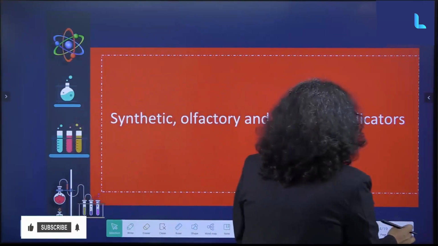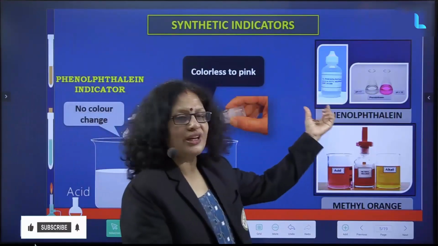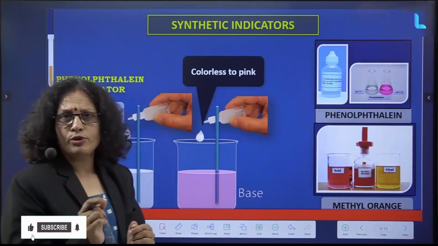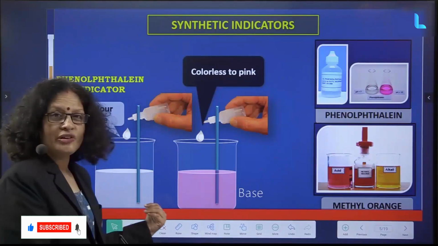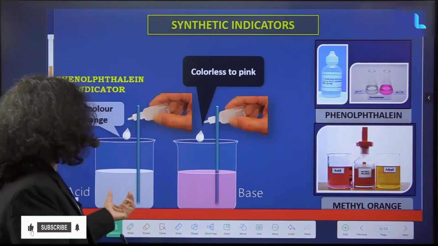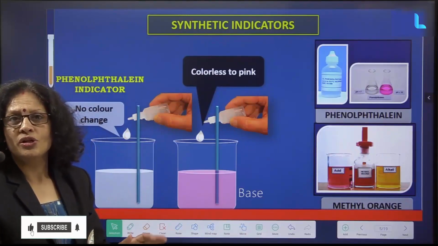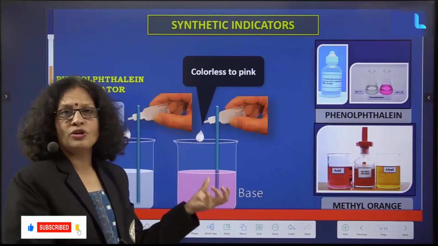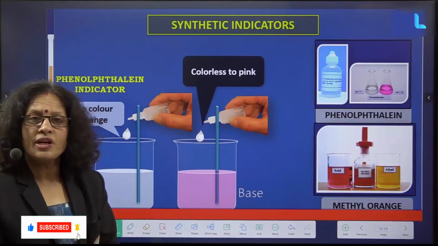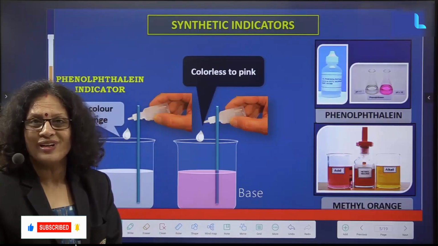So let's see a few examples now. We can see here an indicator called phenolphthalein. Phenolphthalein is always used in very few drops. This beaker has an acidic solution, this beaker has a basic solution. In the acidic solution, when a few drops of phenolphthalein are added, there is no color change. When it is added to the basic solution, the solution turns pink. What is it indicating?